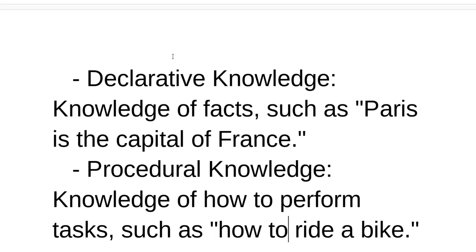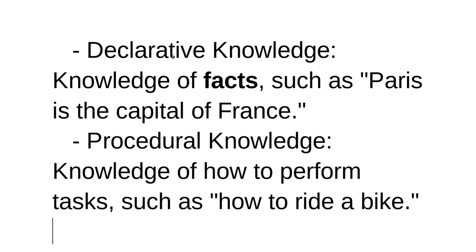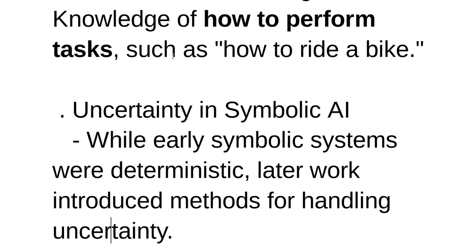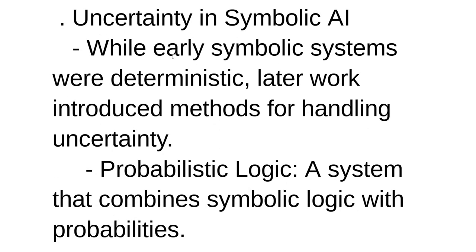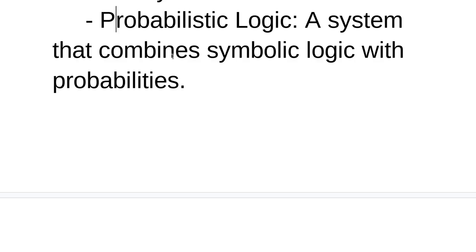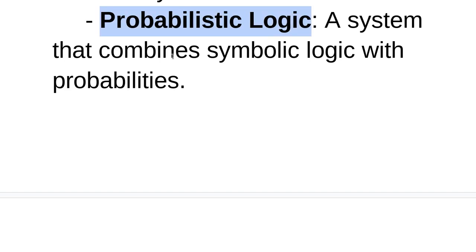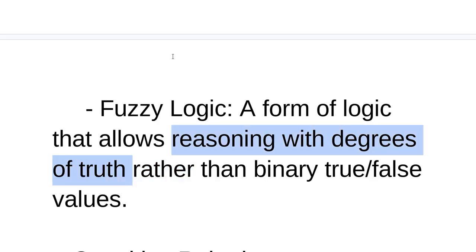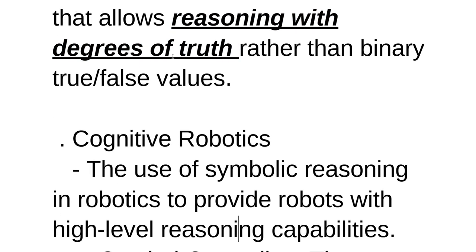Declarative versus procedural knowledge. Declarative knowledge is knowledge of facts, such as Paris is the capital of France. Procedural knowledge is knowledge of how to perform tasks. Then uncertainty in symbolic AI. While early symbolic systems were deterministic, later work introduced methods for handling uncertainty. Probabilistic logic combines symbolic logic with probability. Fuzzy logic is a form of logic that allows reasoning with degrees of truth rather than binary true or false values.